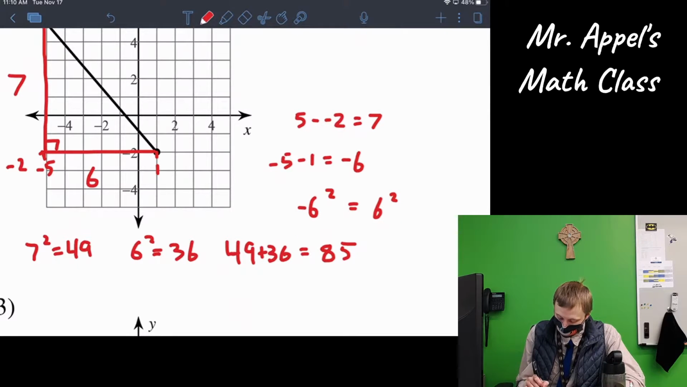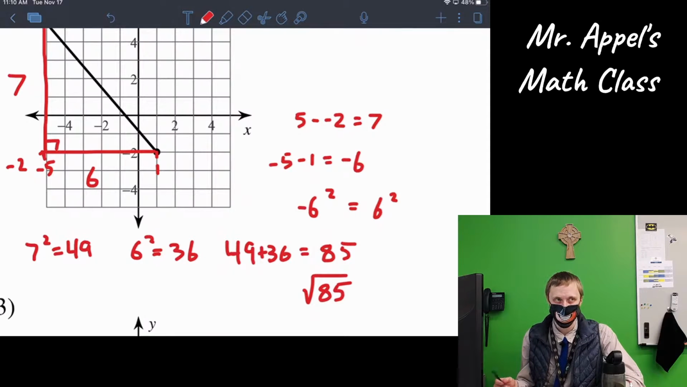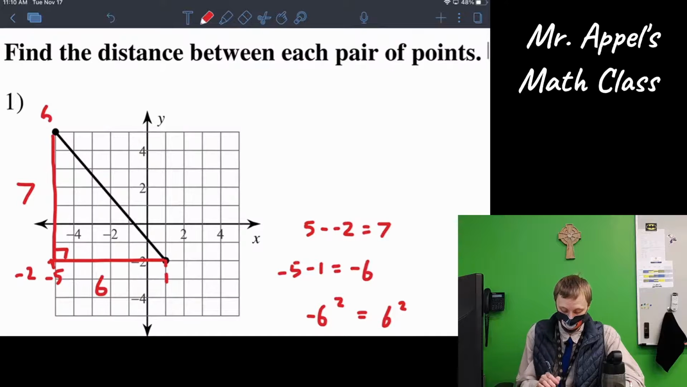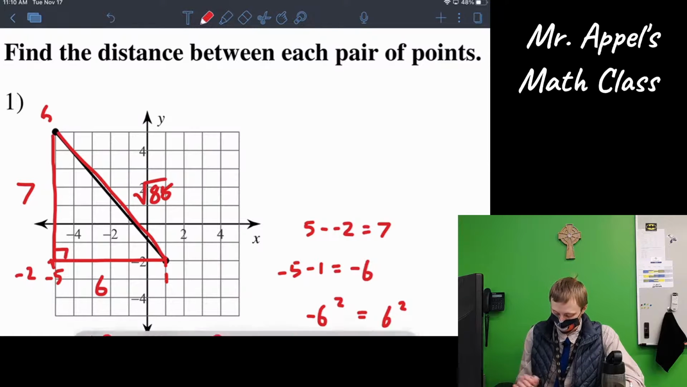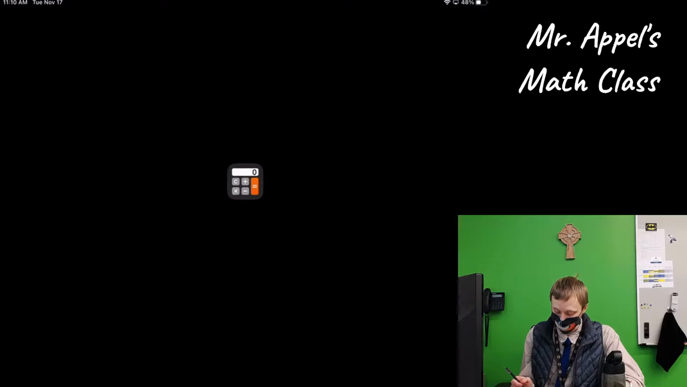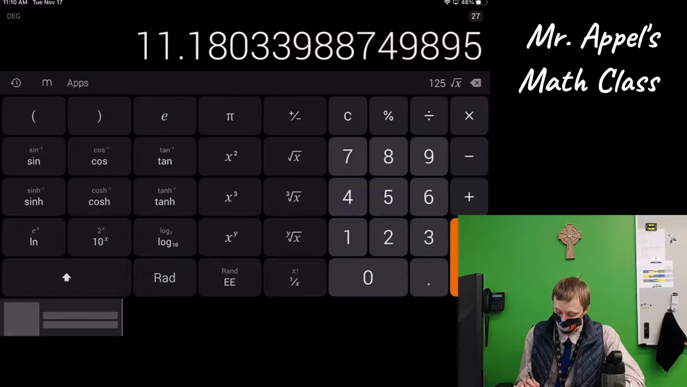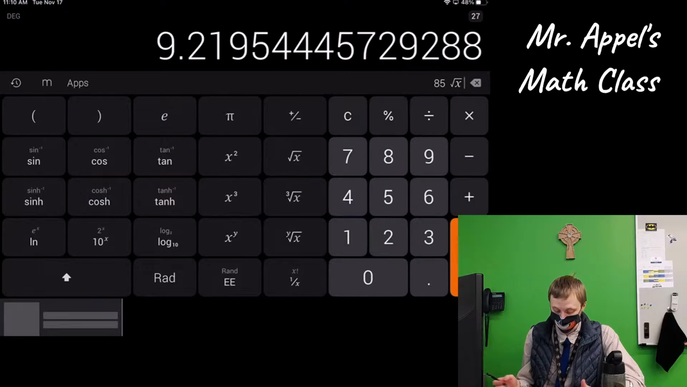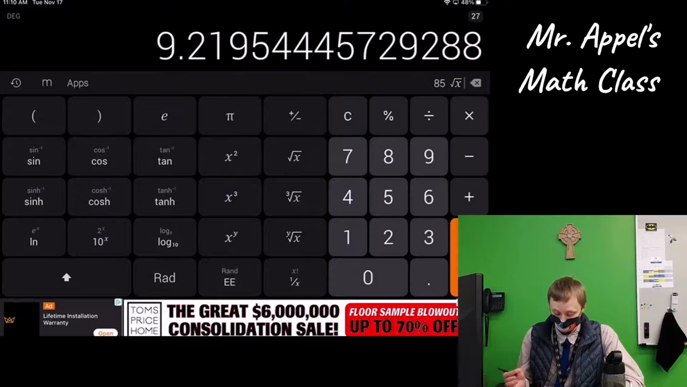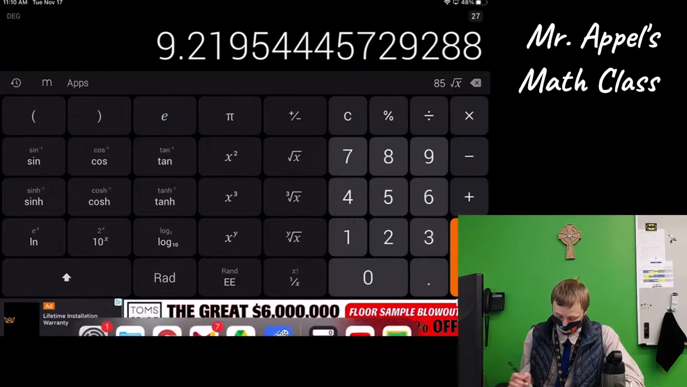And then we need the square root of that. Pretty good? That's the answer. That's the distance. How much is this length? Square root of 85. Right? Plug that in your calculator. Get your approximation there. About 9.220.